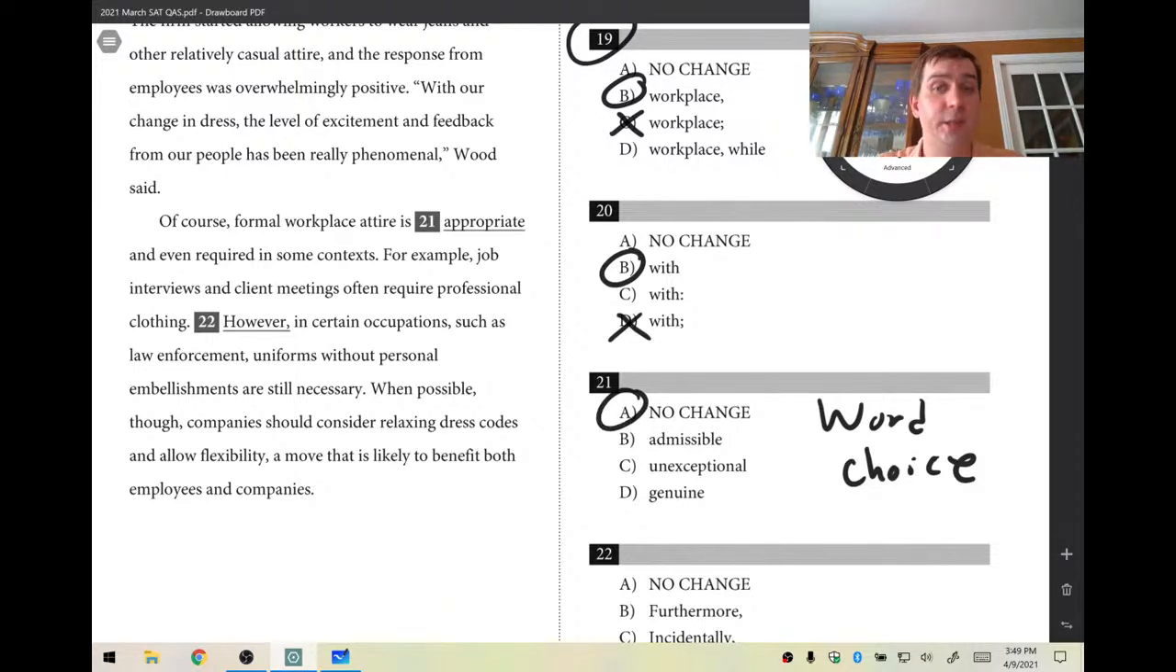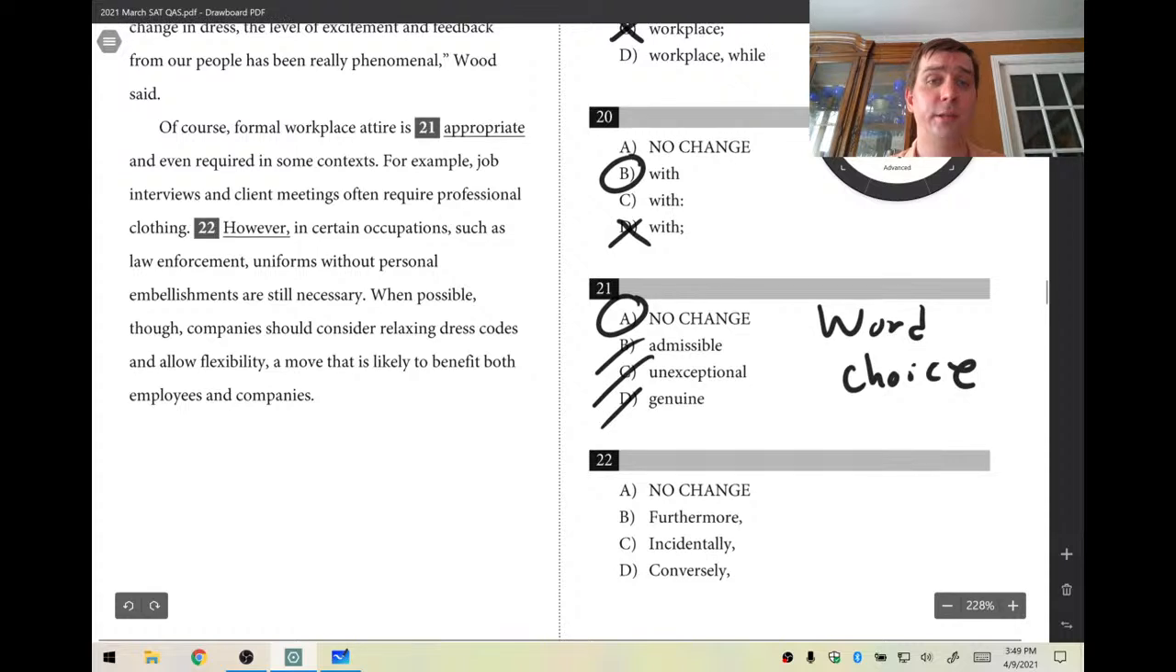The most sense. Admissible almost works. You can see how workplace attire being admissible almost makes sense. Evidence may be admissible, but your workplace attire is not going to be admitted. So they like to pick words that almost make sense, but your attire would be appropriate. That makes much more sense than if it were admissible or unexceptional or genuine. Those make no sense in the context of that sentence.